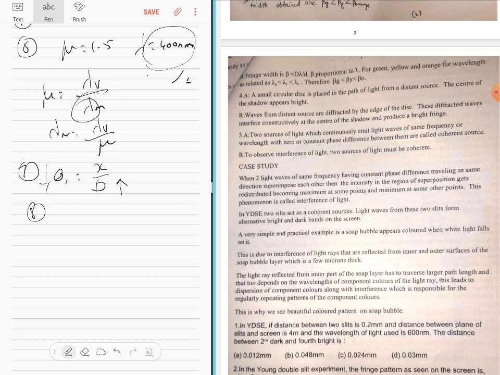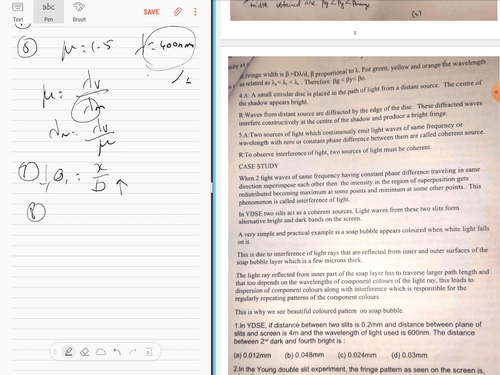which is a few microns thick. Light is getting reflected by the inner layer as well as the outer layer, due to interference of the light rays. The light ray reflected from the inner part of the soap bubble has to travel a larger path, and that too depends on the wavelength of the component colors of the light ray. This leads to the dispersion of the component colors, along with the interference.